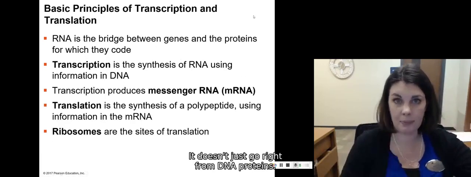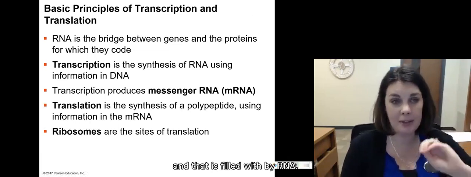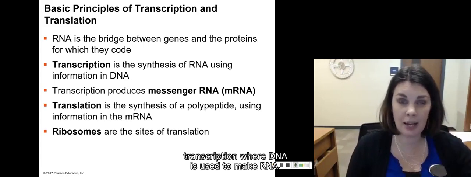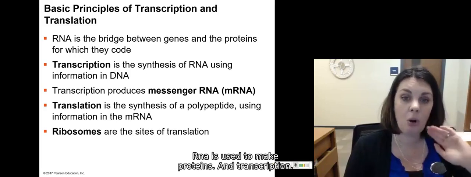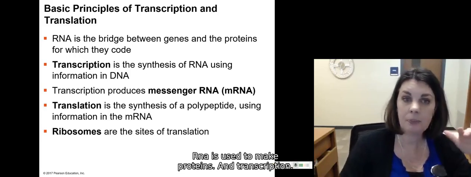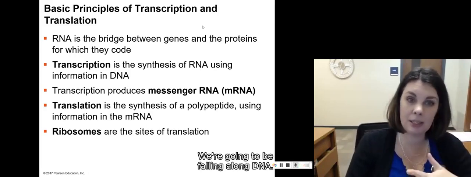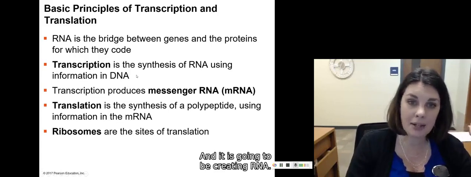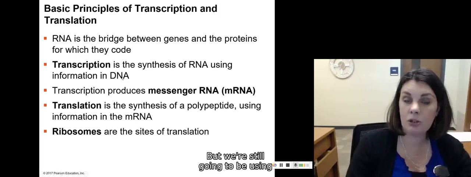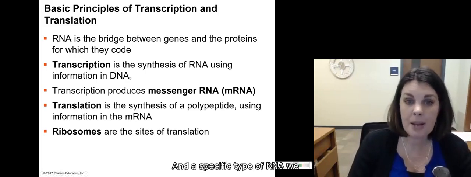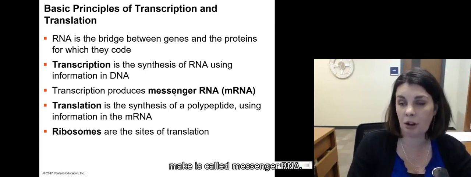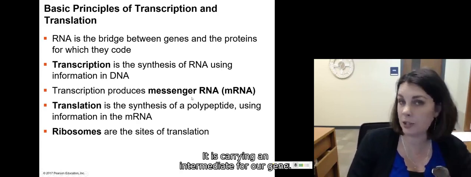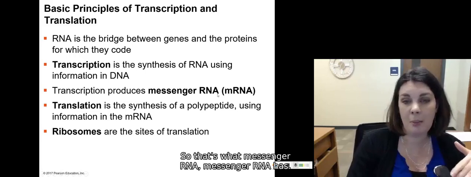In our cells, it doesn't just go right from DNA to proteins. There's a gap between them, and that is filled by RNA. So first we have transcription, where DNA is used to make RNA, and then we have translation, where RNA is used to make proteins. In transcription, we are going to be following along DNA, and it's very similar to how DNA replication occurs, only we're only going to do one gene, and it is going to be creating RNA, but we're still going to be using those base pairs to make a strand of RNA, and the specific type of RNA we make is called messenger RNA. So that messenger means that it is carrying a message from the genetic code. It is carrying an intermediate for a gene. So that's what messenger RNA is.